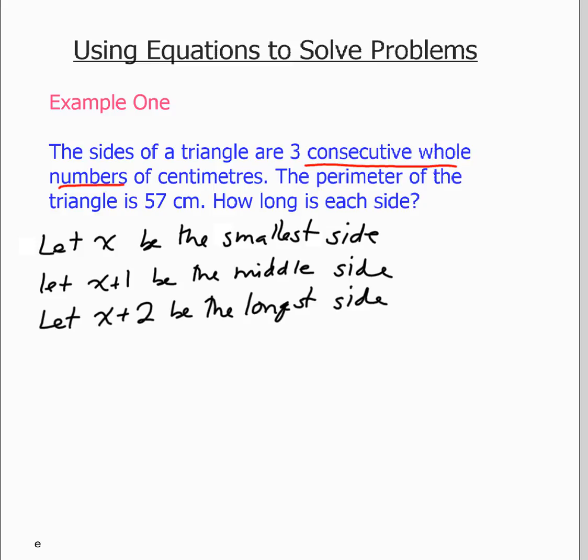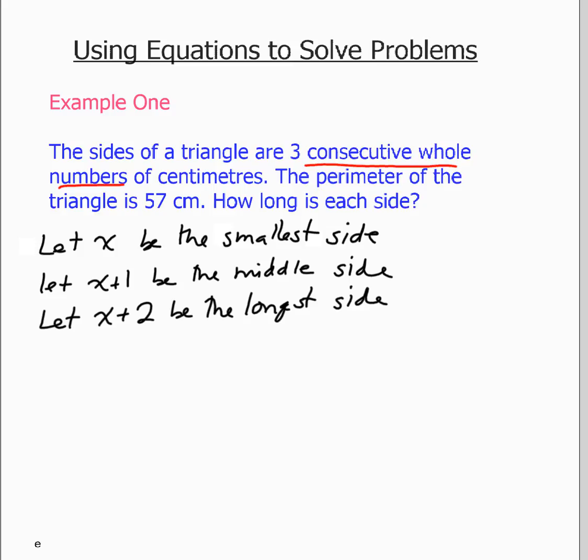Now, some of you might also be wondering, could I have said x is the middle side? And then the smallest would be 1 less than that, x minus 1, and the longest would be 1 more, x plus 1. The answer is yes. You might be wondering, could x have been the longest side? For sure. If x was the longest side, then the middle would be x minus 1, and the smallest would be x minus 2. So there's lots of different options.